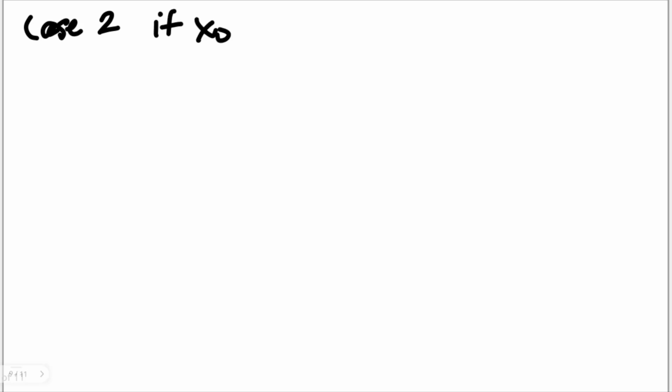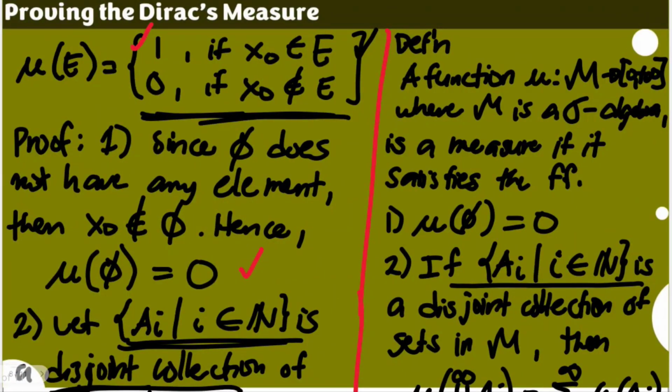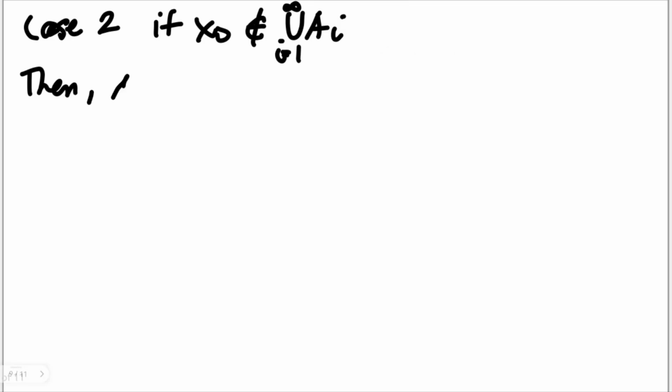If x sub 0 is not an element of the union of a sub i from 1 to infinity, that would mean, because it's not an element, we will be using 0 here. Hence, the mu of the union of a sub i from 1 to infinity is equal to 0. That's already obvious because it's not an element, right?